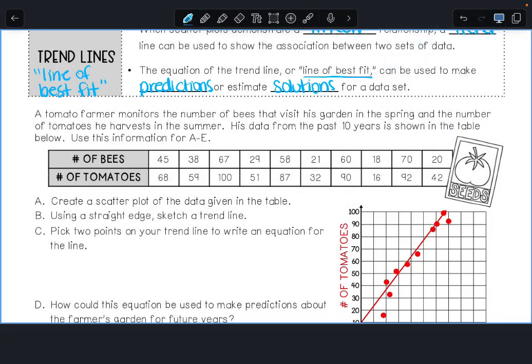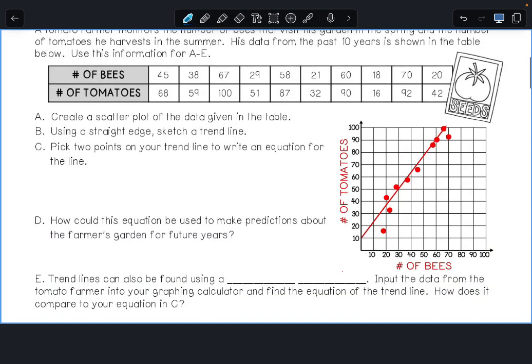So the very first example, we're just going to cut out the first part of this. The very first example, the tomato farmer, he's monitoring the number of bees that visit his garden in the spring and the number of tomatoes he harvests in the summer. Okay, so he collected all of this data. All of this data reflects all of these points that are graphed on this graph.